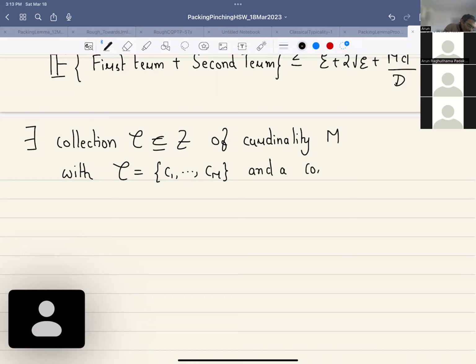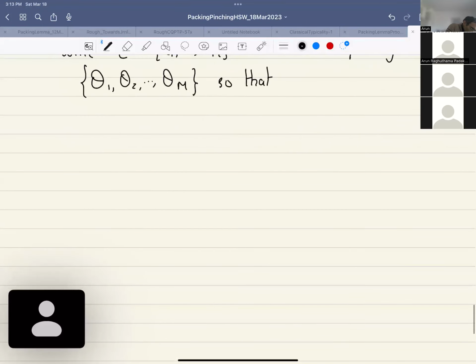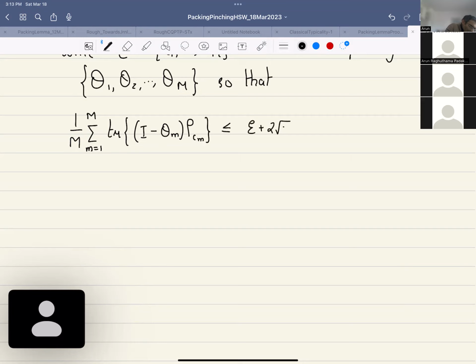and a corresponding POVM theta 1, theta 2, all the way until theta M. So I have this 1/M sum from m equal to 1 through capital M, trace of (I minus theta m) rho Cm is at most epsilon plus 2 root epsilon plus capital M d by D. This epsilon comes from the conditional typicality. This comes from the gentle measurement lemma, and this comes from the argument above.